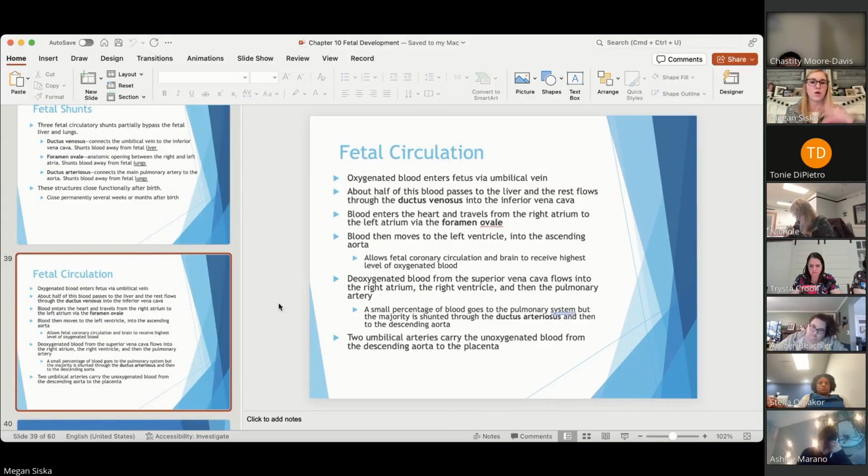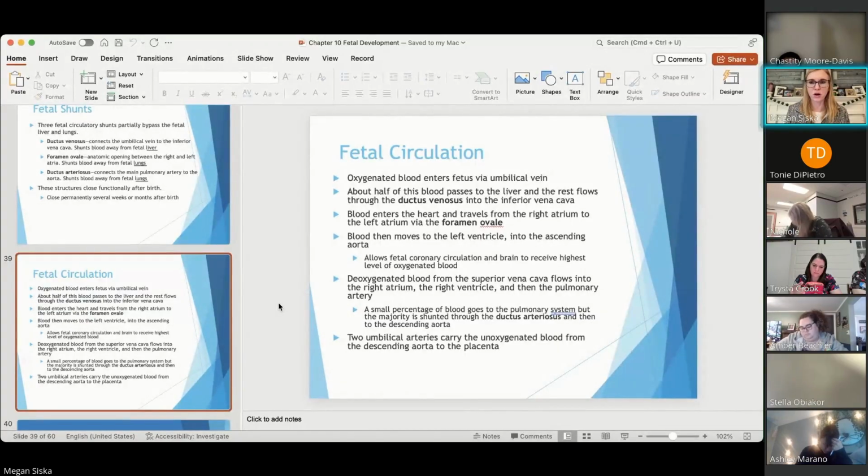Okay, so I just want to go over that again because I know that fetal circulation is kind of confusing, and there also is a video I think I have in here too if you guys want to watch it. But once again, we have that oxygenated blood that enters the fetus via the umbilical vein. About half of that oxygenated blood passes to the liver, and then the rest is going to flow through that ductus venosus into the inferior vena cava because we want it to go to the heart.